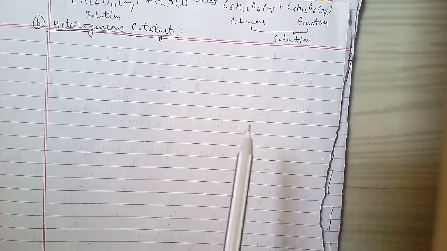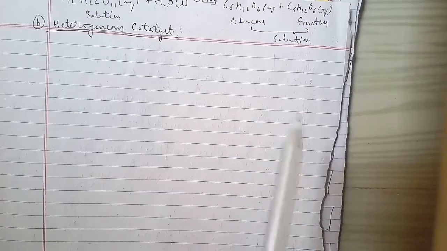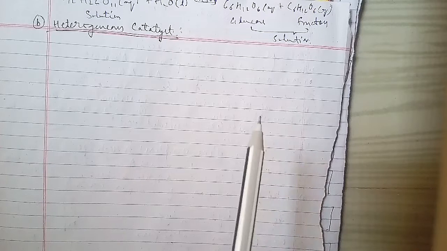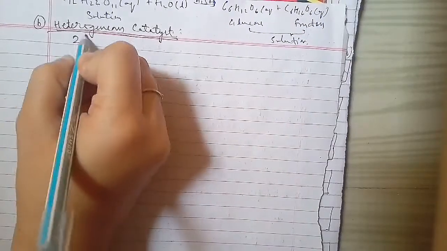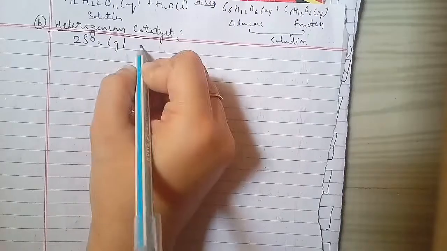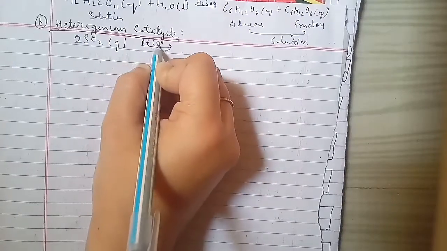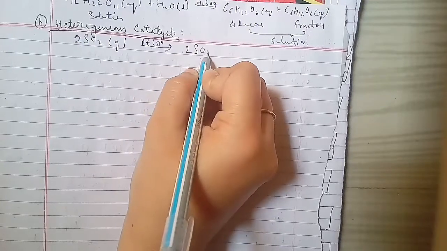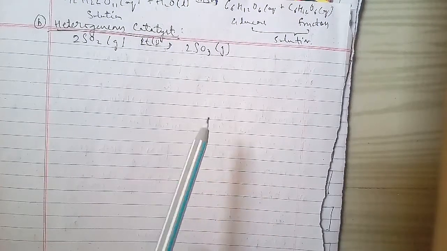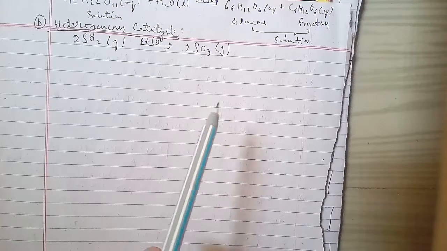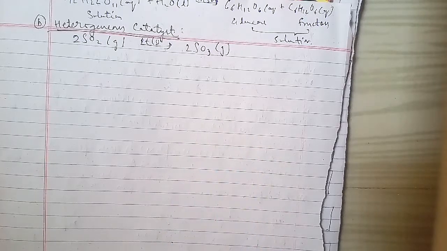The reactants are in the gaseous state while the catalyst is in the solid state. We'll talk about the third equation, the oxidation of ammonia into nitric oxide in the presence of platinum gauze in the Ostwald process, which is 4NH3 in gas form plus 5O2 in gas form, in the presence of Pt, will give 4NO in gas form plus 6H2O in gas form. Here the reactants are in the gaseous state while the catalyst is in the solid state.